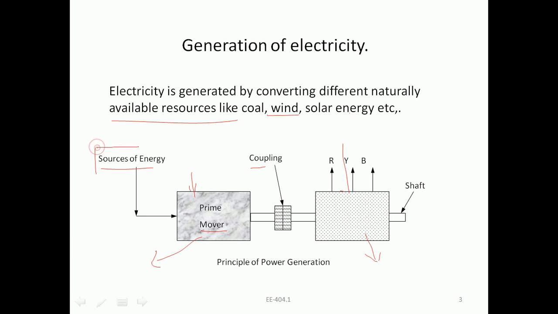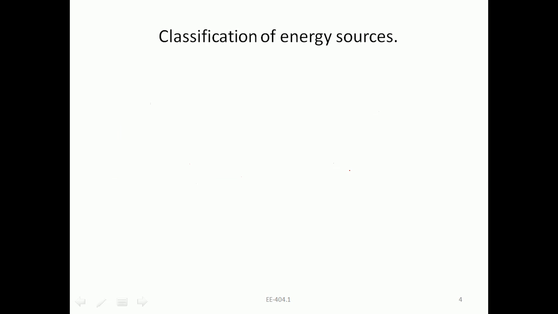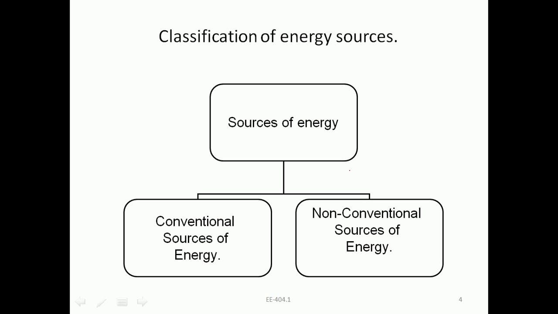To give the mechanical source, we are using different types of sources: coal, thermal, nuclear, and others. Whatever sources we are using, we have to convert that energy into mechanical energy, and that mechanical energy converts to electrical energy. Now, classification of energy sources.